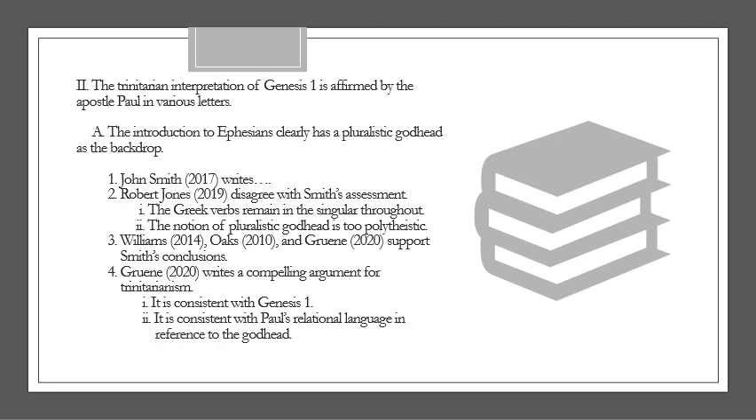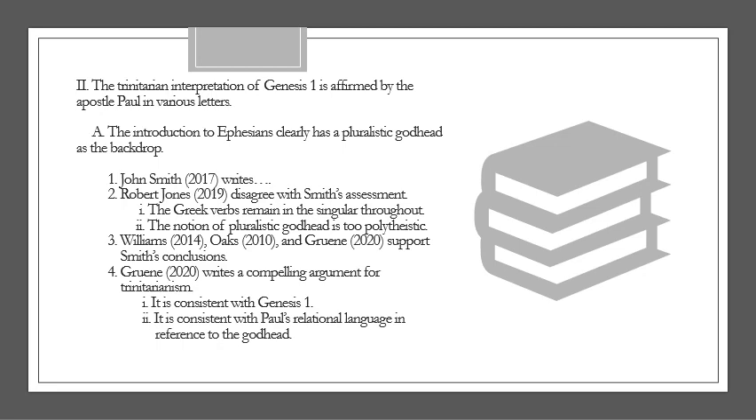You're going to be talking about Paul's approach to Trinitarian theology based on Genesis 1, or at least it affirms Genesis 1. You're going to use the introduction to Ephesians to show that, and then you get into the discussion. John Smith, in his 2017 article, that's what that means, writes about this particular view, and then you can complete that sentence. Robert Jones, in his 2019 article, disagrees with Smith's assessment, and here's why. The Greek verbs remain in the singular throughout. The notion of pluralistic Godhead is too polytheistic. Give me the points from Robert Jones and why he disagrees with John Smith. Then move on to 3.